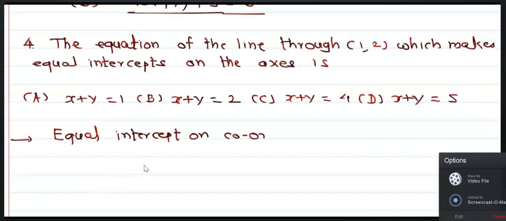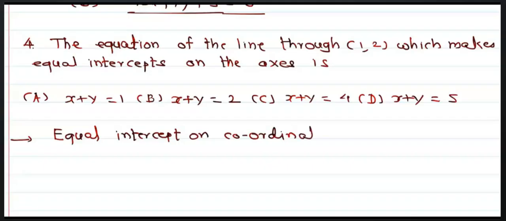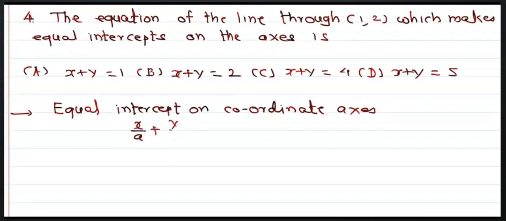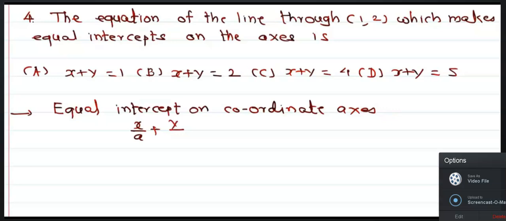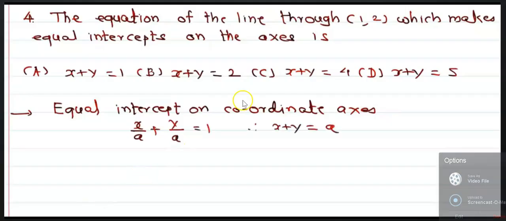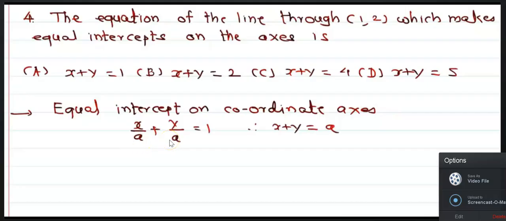Now the equal intercepts on the coordinate axes. Therefore, we will apply here the double intercept form. X upon A plus Y upon B is equal to 1. But what is A here? A is the x-intercept of that line. But these two intercepts are equal. That is A is equal to B. Therefore, x plus y is equal to A.